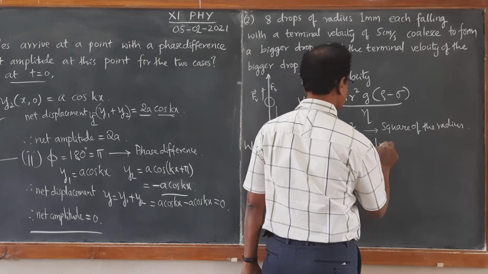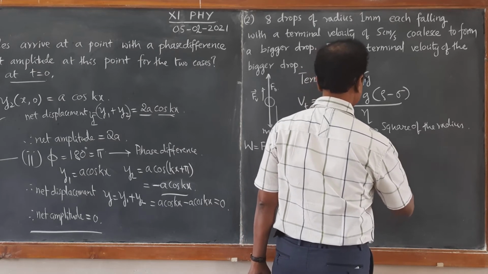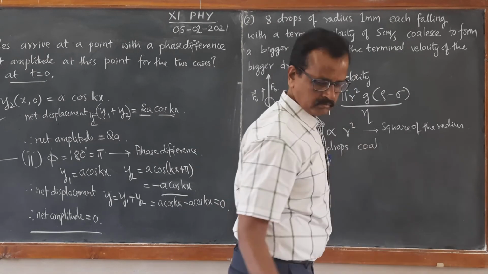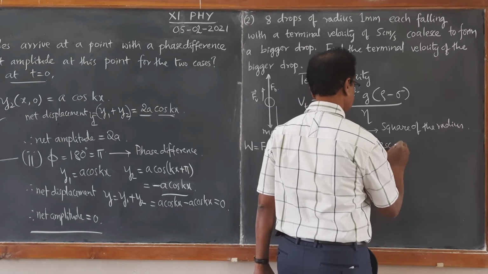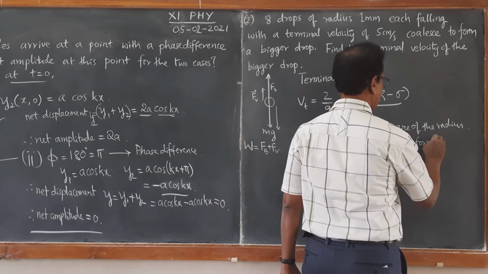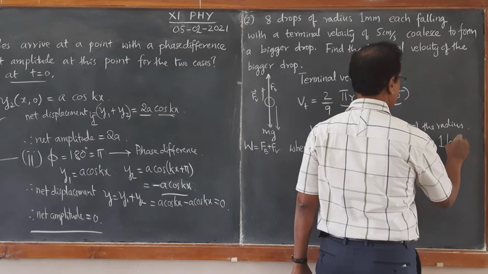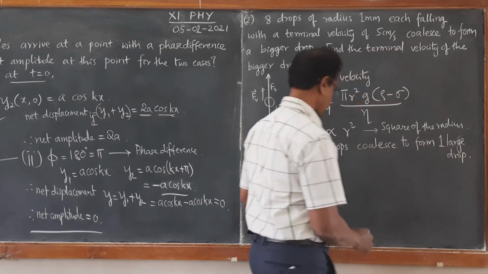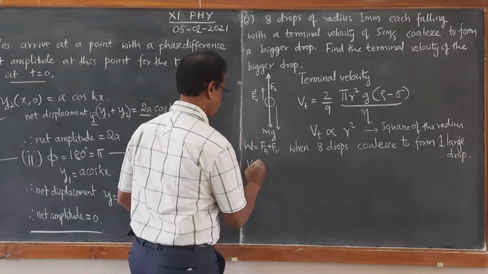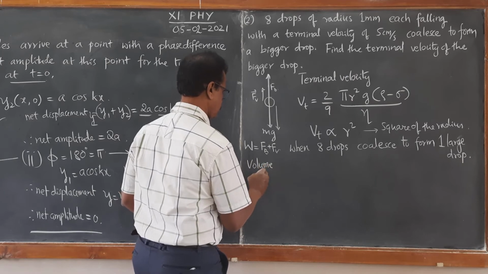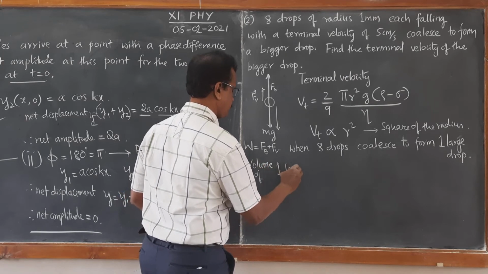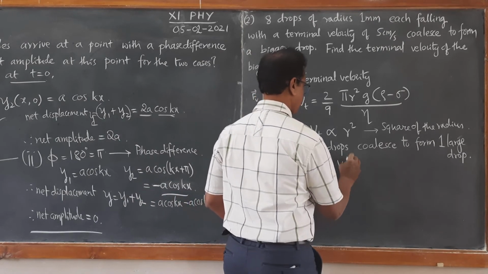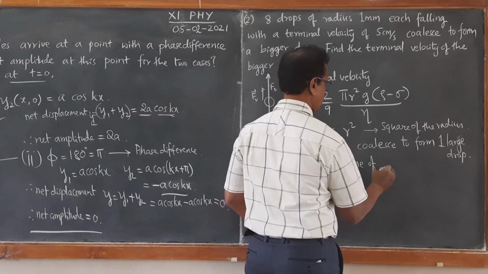When 8 drops coalesce to form one large drop, then the volume of one large drop is equal to the volume of 8 drops.